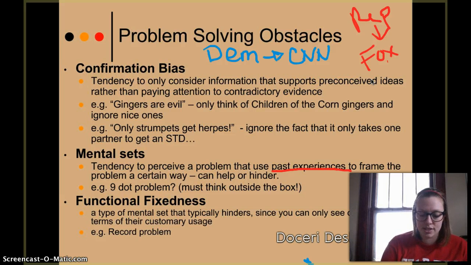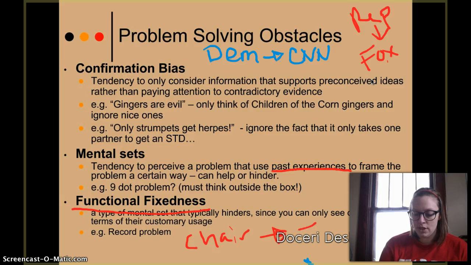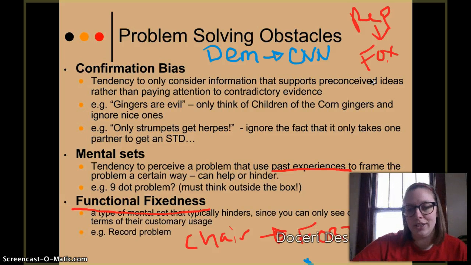Functional fixedness, this is like thinking a chair is just a chair, when in actuality, a chair with some other chairs can also be a fort. Right? Remember that? You did that. I did it too. It was fun.